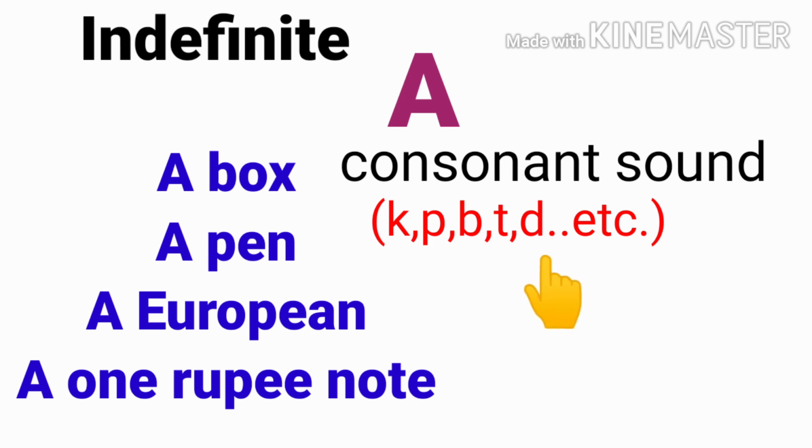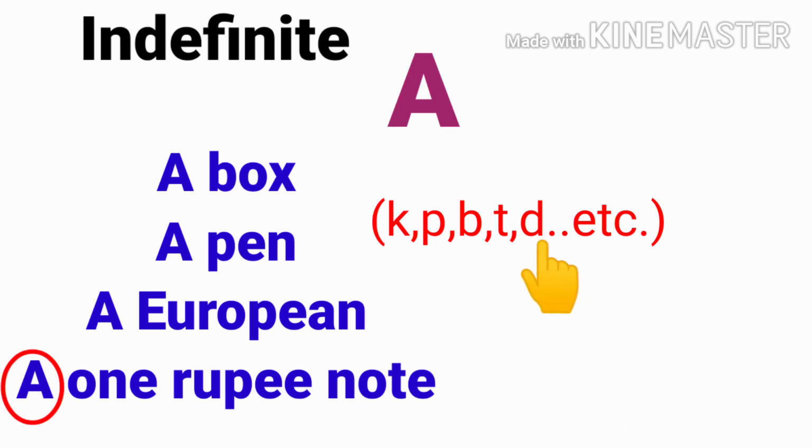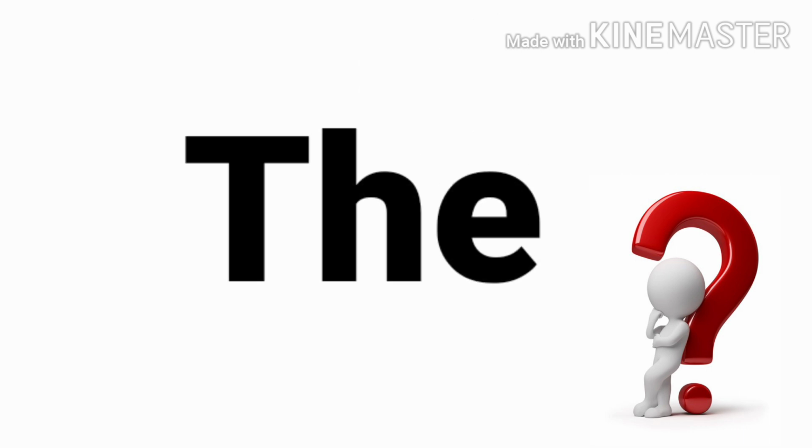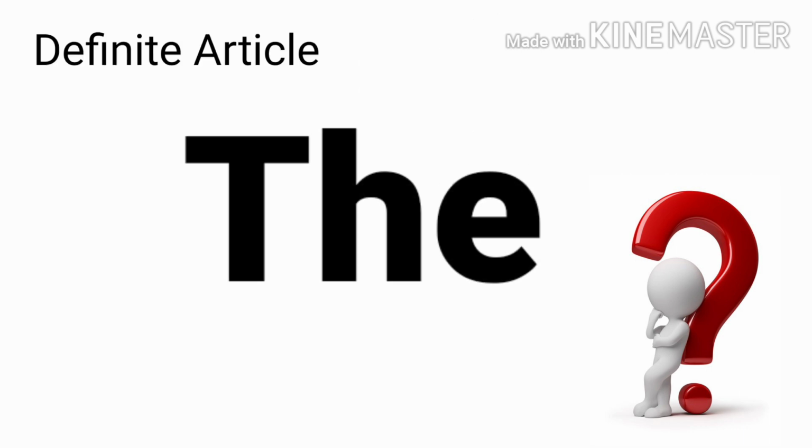You see, students, a is used before the word European. E is a vowel. Then why? Because even though the first letter is a vowel E, the sound starts with Y. Y is a semi-vowel, not a vowel sound. So, a is used before the word European. And you see another example, a one rupee note. Here also the sound starts with W. So, a is used.